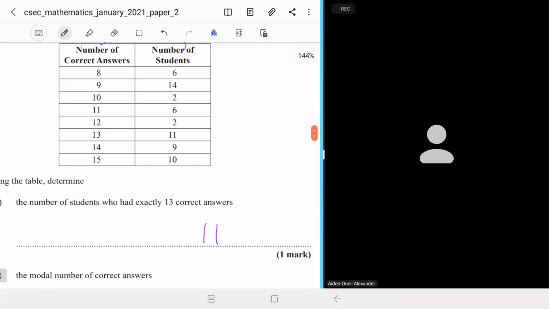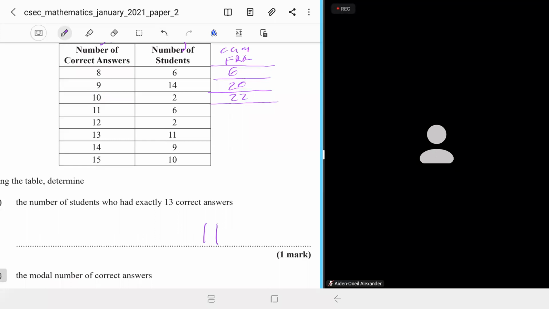You basically have to do a cumulative frequency column. Count up how many students you have as you go. So when you finish putting in the ones who get 8 marks, 6 of them, you have 6 students. And you put in the ones who get 9 marks. There are 14 of them. You reach 20 students. And then you have 2 students who get 10 marks. So you reach 22 students.